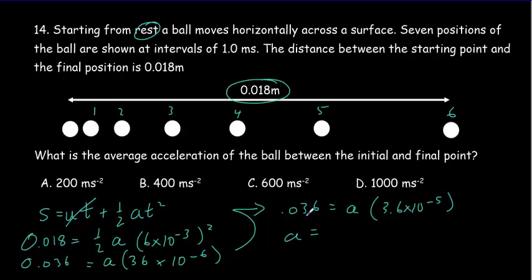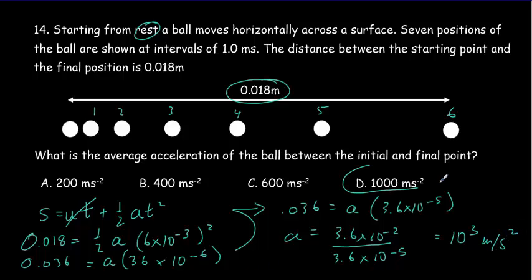So I'll write 0.036 in scientific notation, and that'll be 3.6 times 10 to the minus 2, and then to solve for a I need to divide by 3.6 times 10 to the minus 5. And I'm going to get 10 to the third, or about 1,000 meters per second squared, which is answer D.